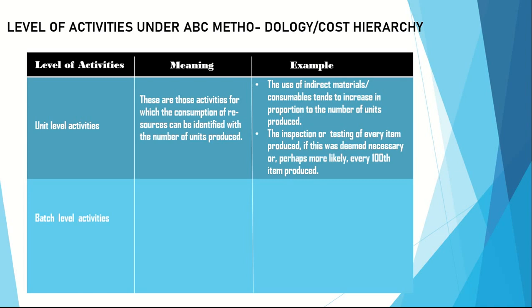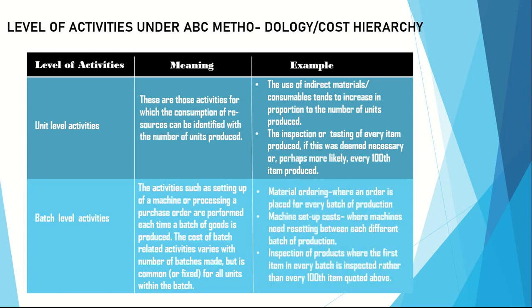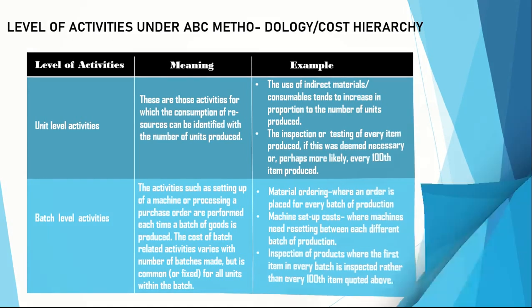Batch level activities. Activities such as setting up of a machine or processing a purchase order are performed each time a batch of goods is produced. The cost of batch-related activities varies with the number of batches made, but is common, or fixed, for all units within the batch. Example: material ordering, where an order is placed for every batch of production. Machine setup costs, where machines need resetting between each different batch of production. Inspection of products, where the first item in every batch is inspected rather than every 100th item quoted above.